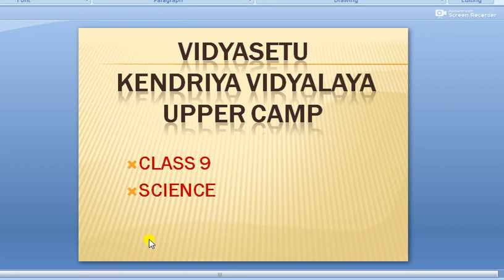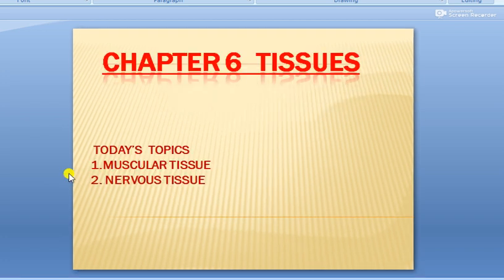Today we are going to study about animal tissues, which are muscular tissue and nervous tissue. So let's start our class.